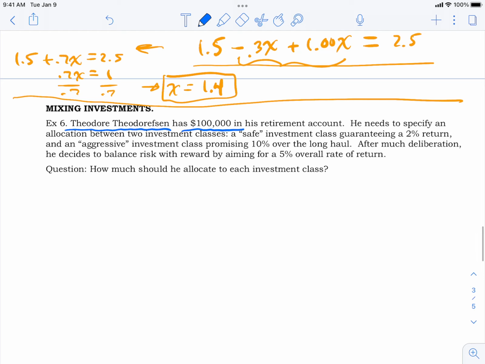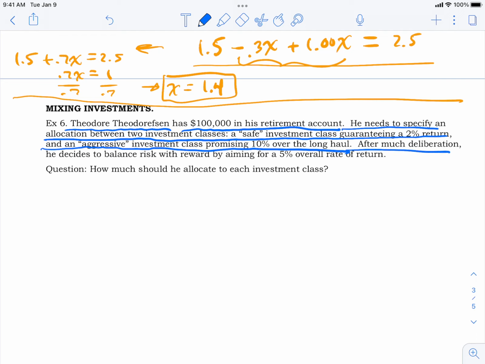He has $100,000 in his retirement account. Okay, cool. Now, he needs to specify an allocation between two investment classes. A safe investment class, which will give him 2% return. Safe is nice. I like safe. But there's also an aggressive option, which promises 10% over the long haul. And that is actually what the stock market theoretically gives you over the long haul. It goes up and down quite a bit, but supposedly it gives you 10%.